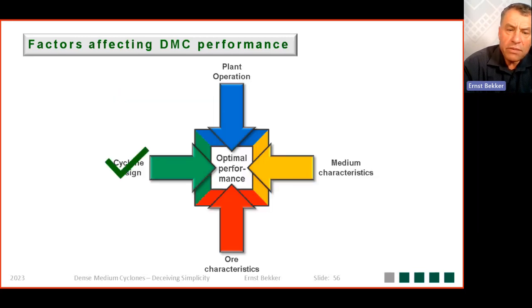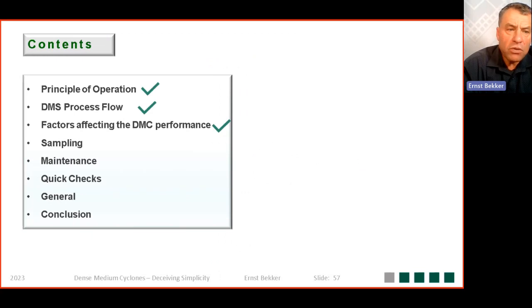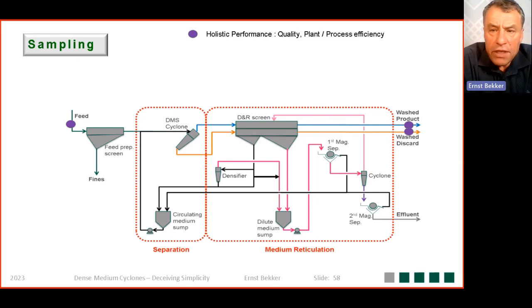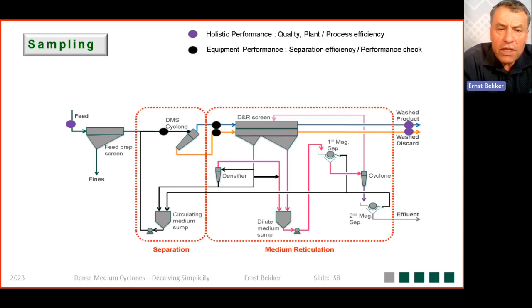So we've talked about cyclone design, characteristics, medium characteristics, and the plant operation. Moving on then to sampling. If you sample the incoming feed and the outgoing products, you have a holistic performance of the process, and you have an indication of the quality that's being produced from the separation process. If you want to look at the efficiency of the dense medium cyclone, we need to sample the feed, overflow, and underflow streams. That will give us an indication of the performance of the cyclone.